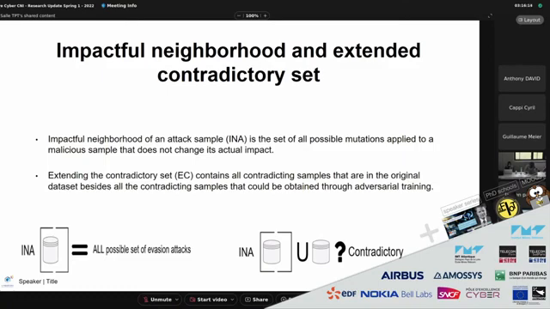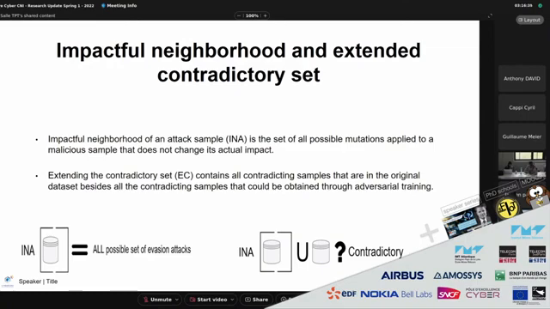So we have this definition of extended contradictory samples or dataset, EC, which contains all the contradicting samples that are in the original dataset, besides all the contradicting samples that could be obtained through adversarial training.